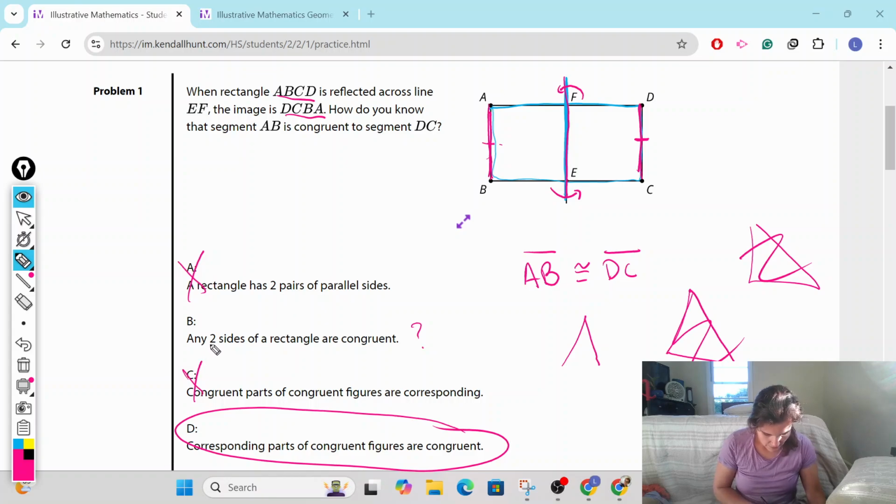I think B, any two sides of a rectangle are congruent. That doesn't necessarily mean AB and AD are congruent. It's not any two sides. It's specifically the sides that are across from each other. How do we know they're across from each other? Actually, we know that by reflecting from here to here. So "two sides" isn't specific enough because it could mean the short side and the long side. What we need to know is the two sides of that rectangle that correspond to each other, and therefore they are congruent. All right, so we're going to cross them out.